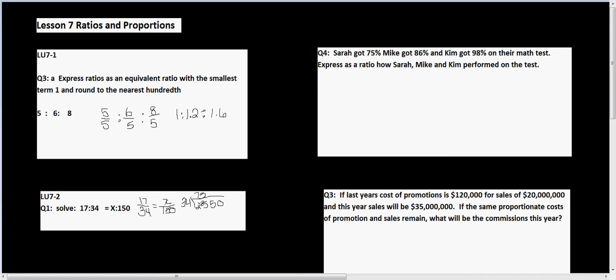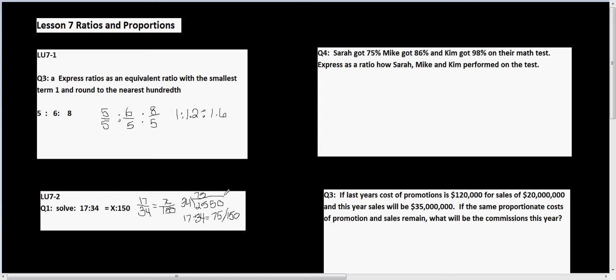We now can express this as 17 is to 34 as 75 is to 150. And just from visual, you can see that that's correct, because 17 is half of 34, and 75 is half of 150. So you can test that out and see that you've come to the solution correctly.